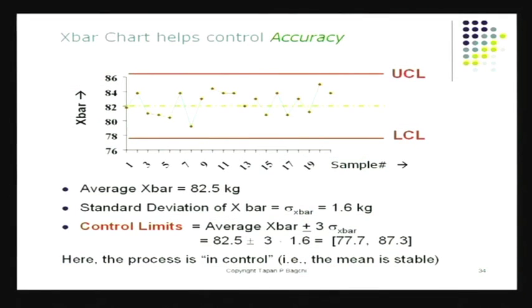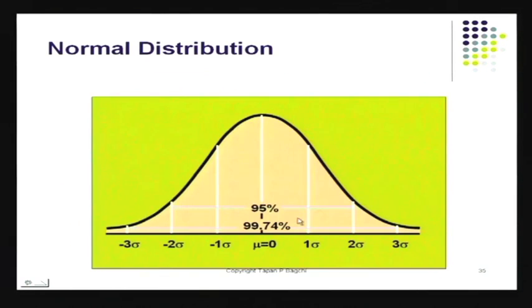Notice here it says 82.5, which is my grand average, plus 3 sigma x bar, and I end up with 87.3. And I do 82.5 minus 3 sigma x bar, which turns out to be 77.7. These are the values of my lower and upper control limits. That's all the calculation I need to do. Of course, to be able to do this, I need to find the value of sigma x bar. And there are some shortcuts to do that.